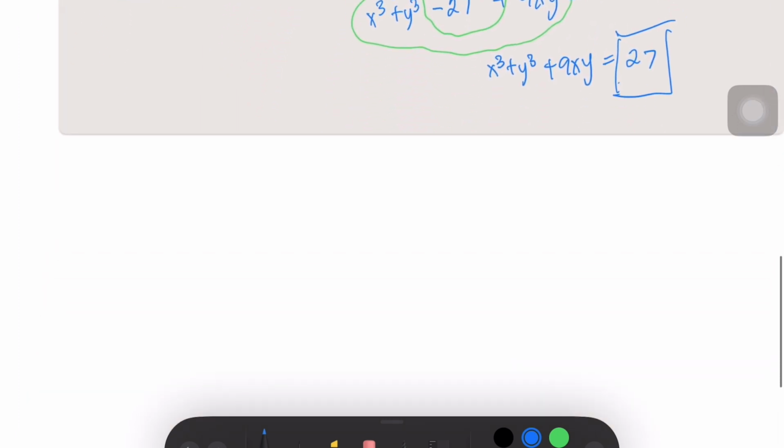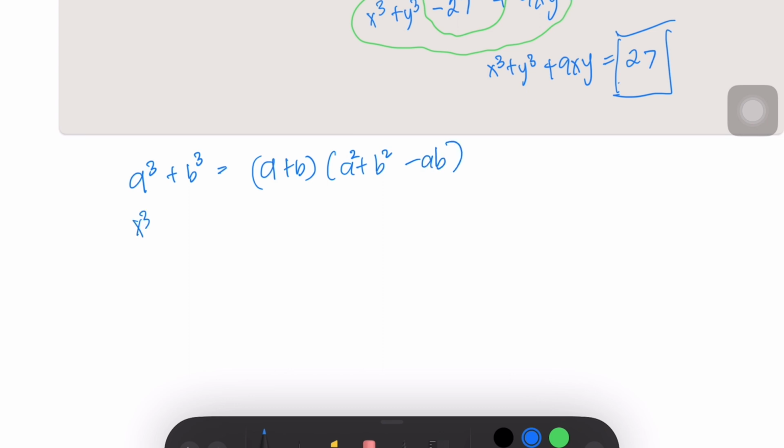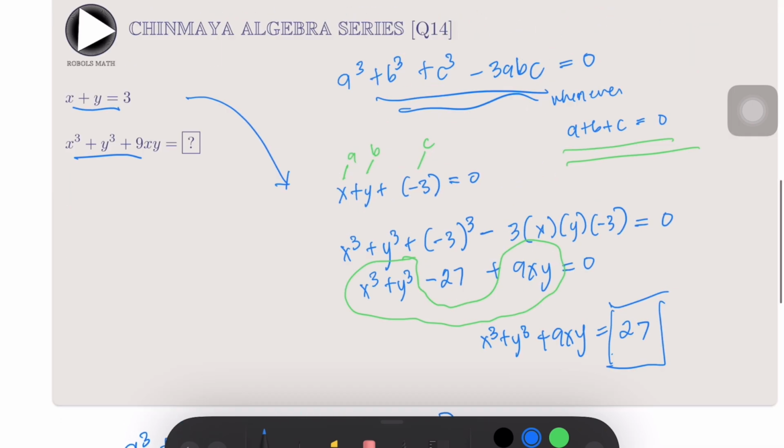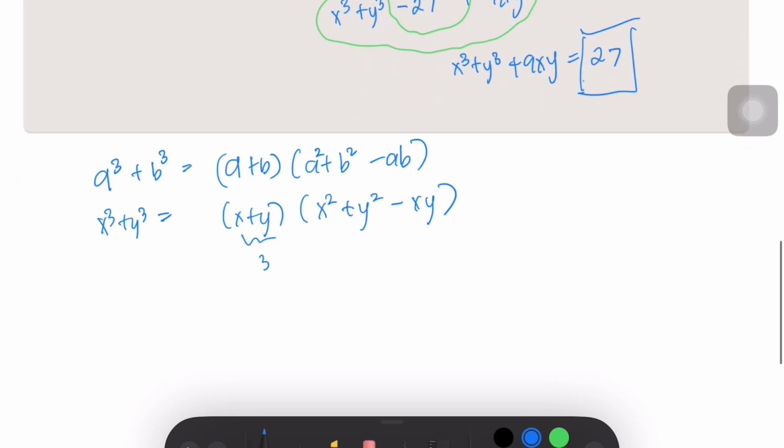To do this, we'll make use of the sum of cubes identity. That's a cubed plus b cubed is equal to a plus b times a squared plus b squared minus ab. So that x cubed plus y cubed is equal to x plus y, x squared plus y squared minus xy. We already know the value of x plus y, and that's 3 based on the given info.